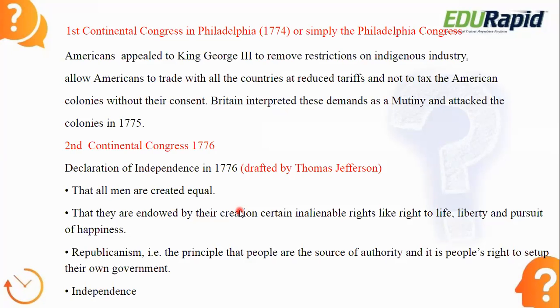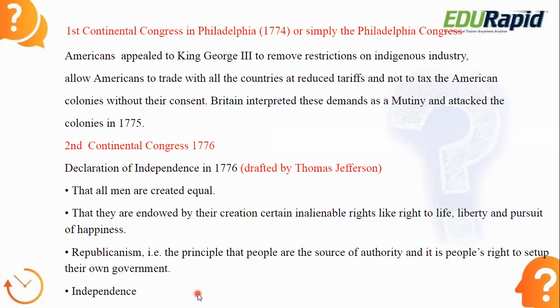You can compare the UK and India. In India, the head of the state is our president. Our president Ramnath Kovind is there. Next time it might change to some other person. It is not necessarily from his family only. So that is called a republic country. That is the principle that people are the source of authority, and it is people's right to set up their own government. It is a broad idea of the republic, but in the literal sense what I have told you, that is a republic. Okay, so next is independence.